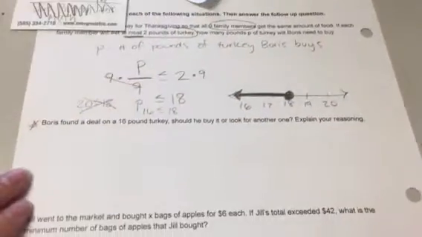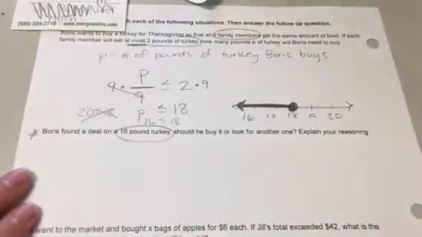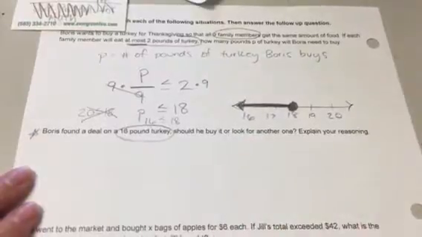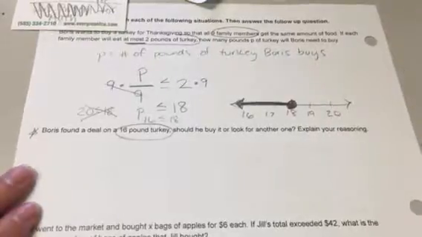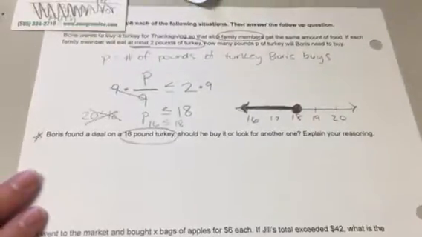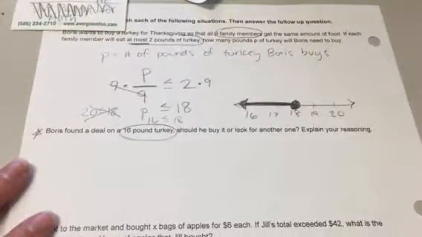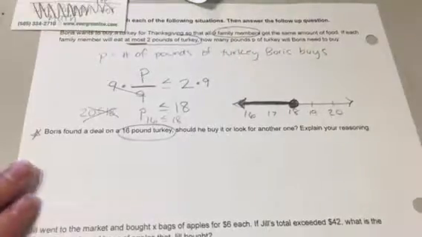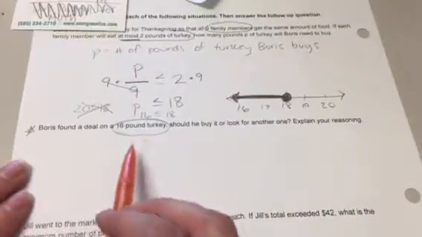Okay, so the follow-up question says, Boris found a deal on a 16-pound turkey. Should he buy it or look for another one? Well, do you think 16 pounds will be enough? So that's what we need to decide. Is 16 going to be enough? Okay, so that's what you're going to answer. You're going to put that in here.